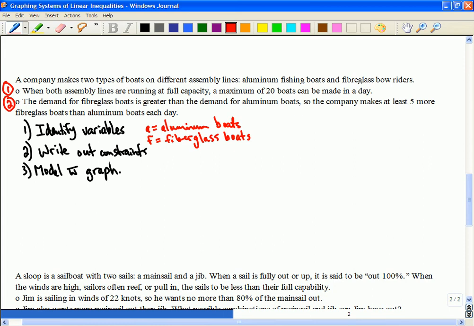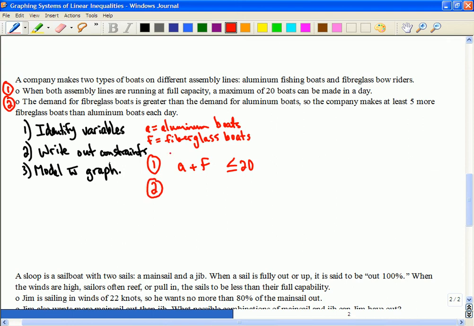Yeah, so we definitely know that in constraint number 1, something has to be less than or equal to 20. What has to be less than or equal to 20? A plus F, right. Aluminum plus fiberglass boats has to be less than or equal to 20. Nice, okay. The second one is a little tougher.